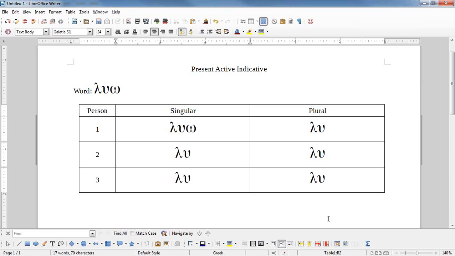And in regards to lexical form, for verbs, the lexical form will always be present active indicative first person singular. So when you get into a dictionary, the lexical form is present active indicative first person singular. That's correct. That is your lexical form for verbs.